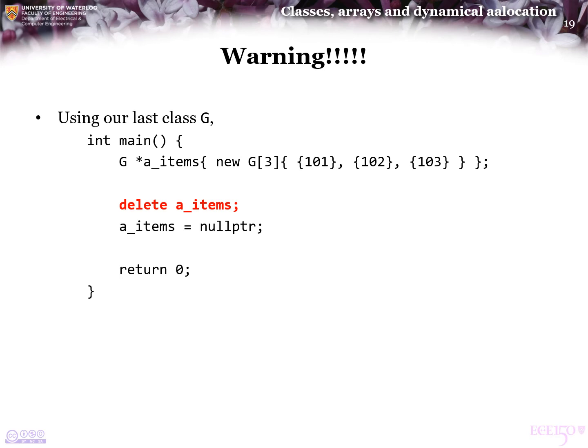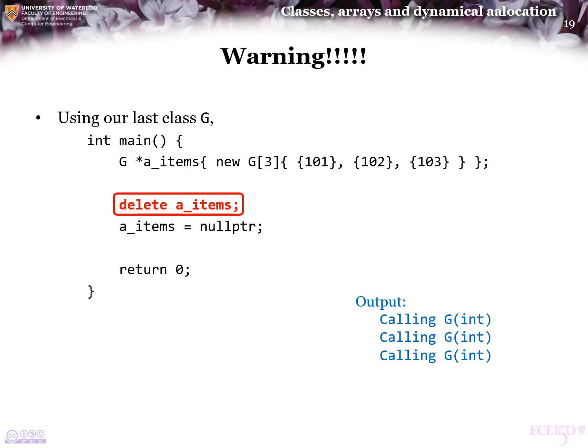Here, however, we see a mistake. We called new asking for sufficient memory for an array of 3 instances of G. So this resulted in 3 calls to the constructor. However, when we called delete here, we forgot the square brackets, and the compiler now assumes we are only deleting a single instance of an object.